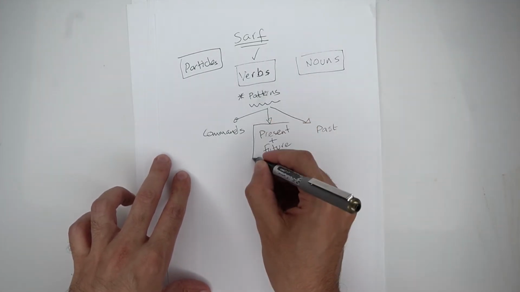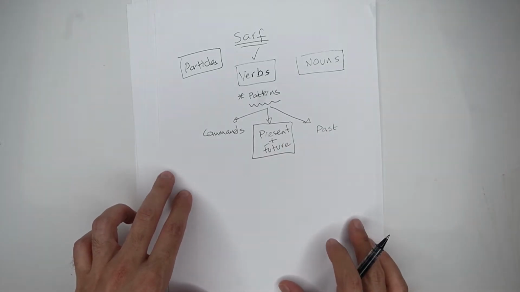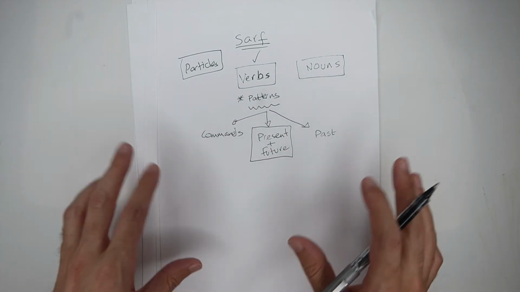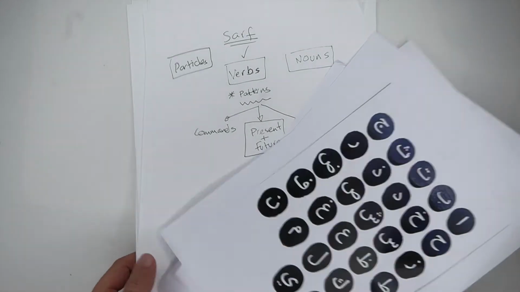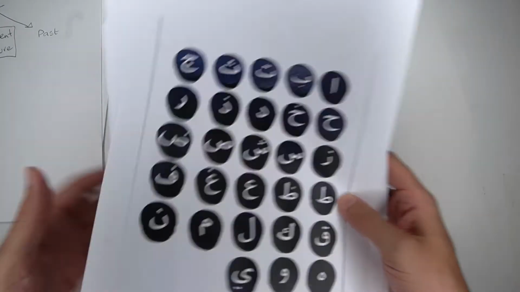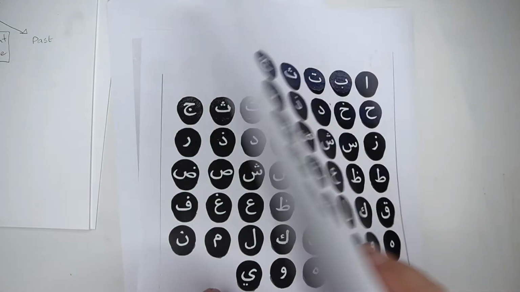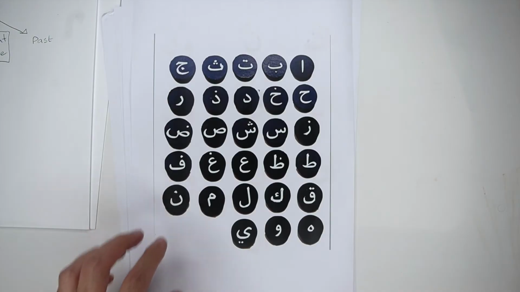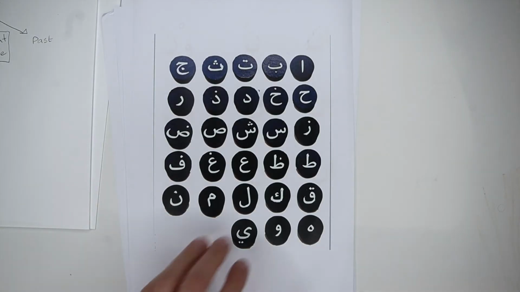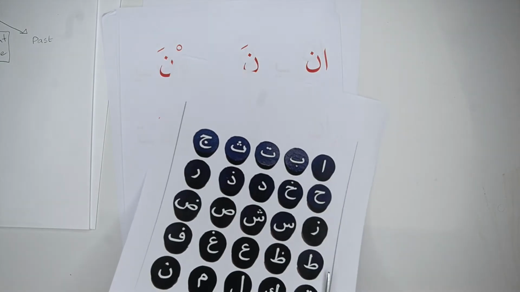If I start off with the present and future verbs, I will show you a very nice new way of how I'm going to explain this. So what we need is some letters. Let me just move this out of the way. I've got some letters over here. I've printed these out, and you need to print these out as well. I can leave a link in the description for these. You can print these out, inshallah, and then we can have a go at this. So I'm going to cut these out now. You guys can watch me, inshallah, cut these out.